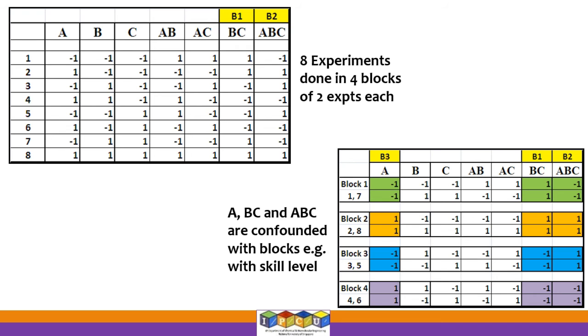So in a nutshell, we can represent this as follows. We know that ABC and BC were used as the blocking factors in coming up with the assignments. So factor BC and factor ABC are denoted as blocking factor 1 and blocking factor 2 respectively.